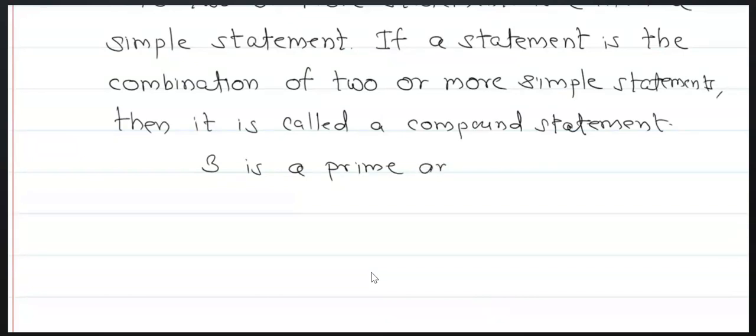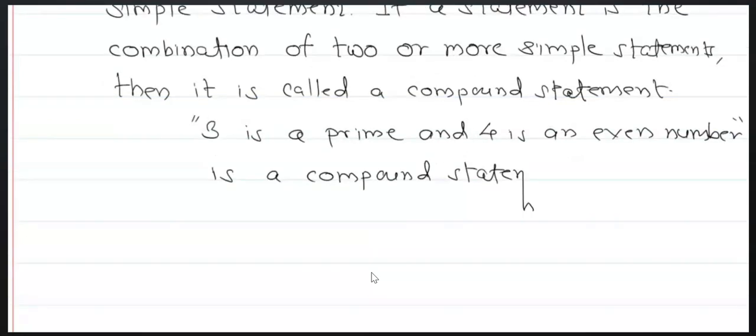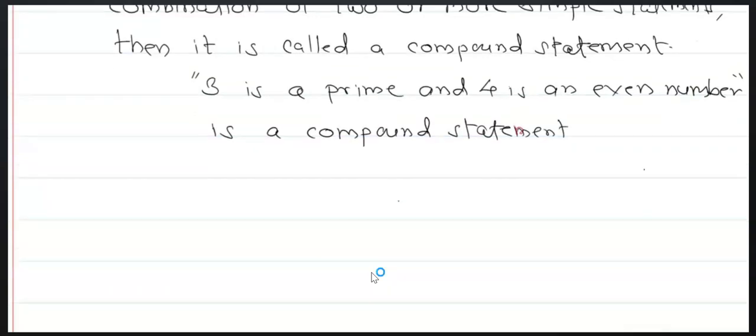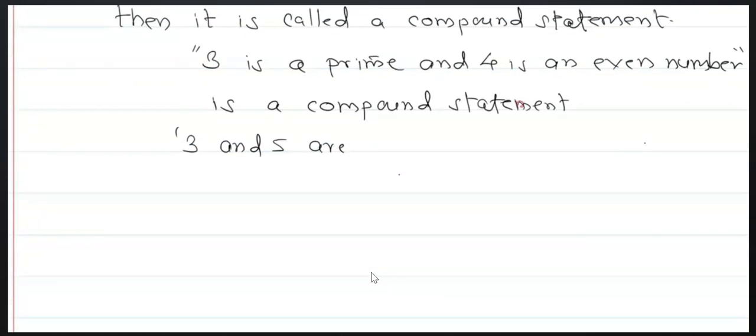Three is a prime number and 4 is an even number. This is a compound statement. These are joined by the conjunction and. And next is 3 and 5 are twin primes. It's a simple statement.